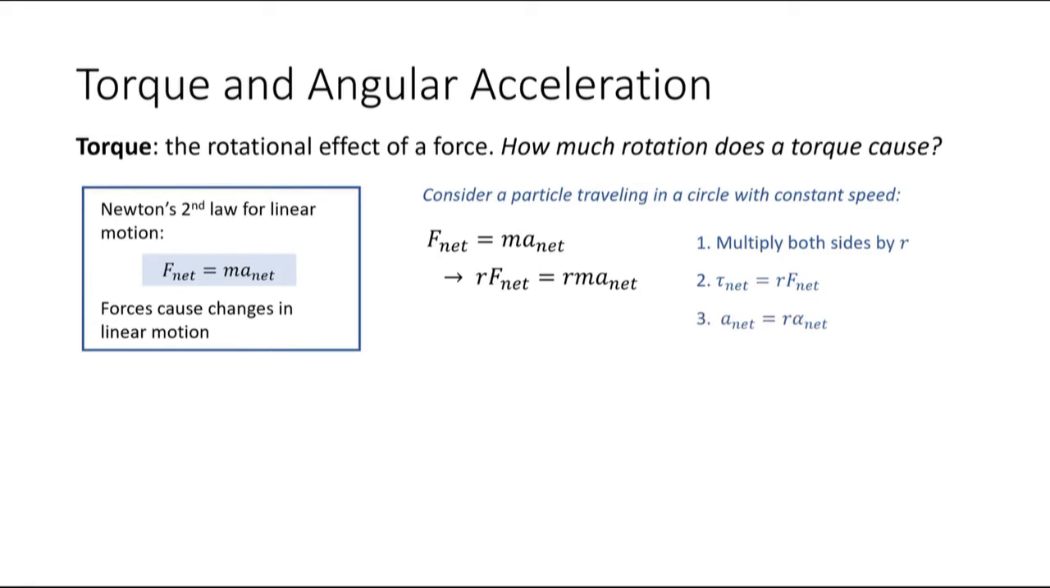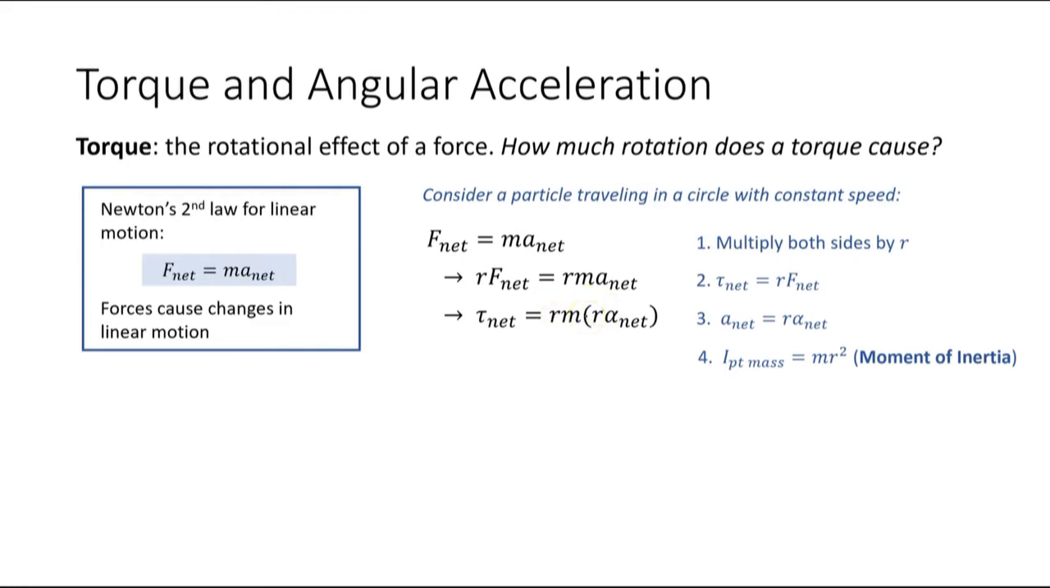On the right-hand side, what we're going to do is remember the fact that the net acceleration for a particle in uniform circular motion, so in circular motion with constant speed, a net is equal to r times alpha. So that tangential acceleration is equal to r times alpha. And so we want to think about replacing a net here with r times alpha. That's all I've done on the right-hand side. And on the left-hand side, I recognize that I have r times F net.